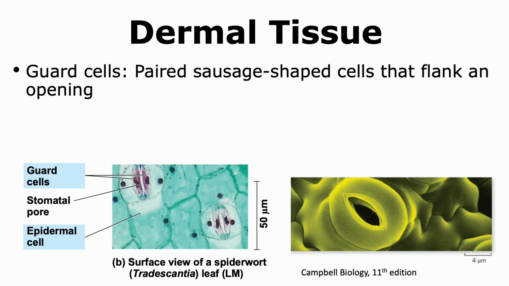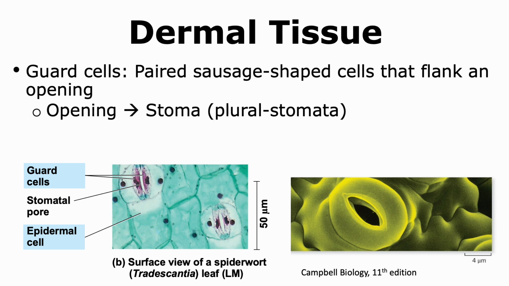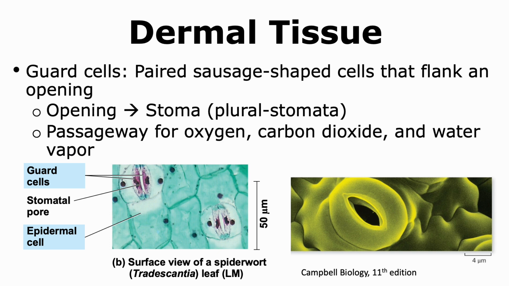Guard cells are sausage-shaped cells that surround an opening. This opening is called a stoma, or the plural term is stomata. The stomata serve as a passageway for gases like oxygen, carbon dioxide, and water vapor. The guard cells regulate when the stomata are open and when they can be closed.